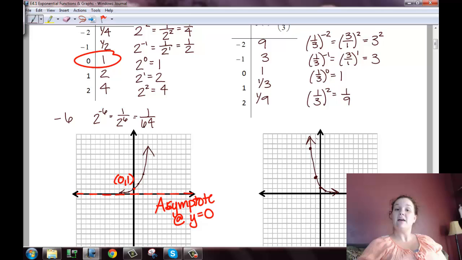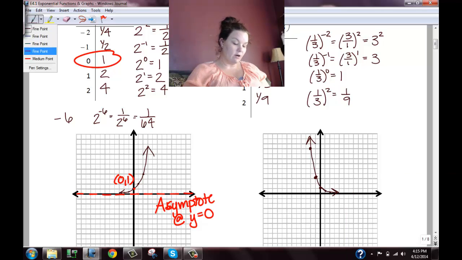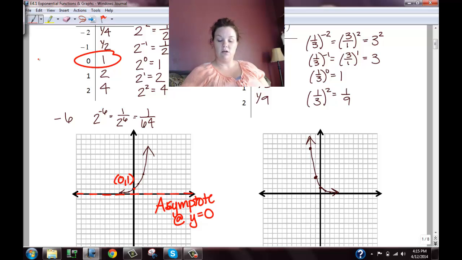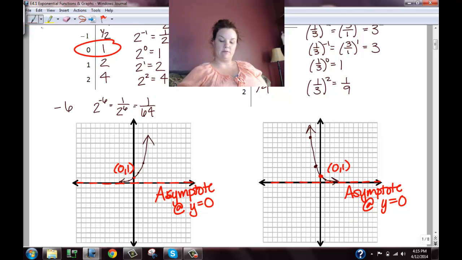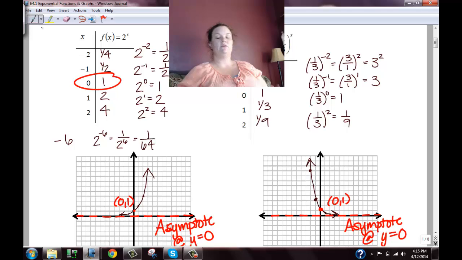But notice, I still have an asymptote, right? Here, my y values are still approaching 0 on the right side. So y will never be able to equal 0, which means that I have an asymptote at y equals 0. And notice, just like the last graph, it goes through the point (0, 1).